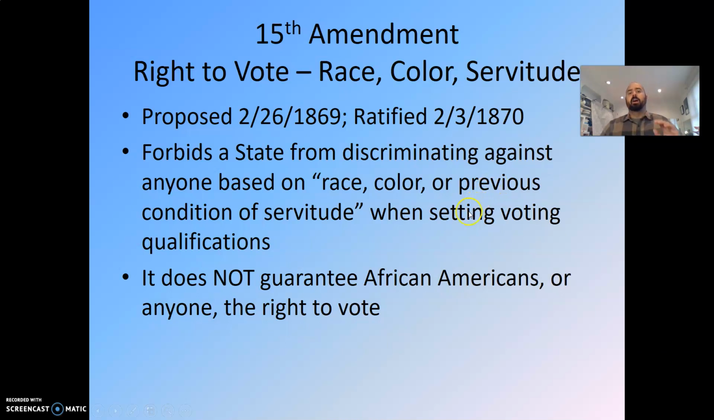However, many state and local governments came up with new ways to discriminate against people at the voting booth that weren't technically race or color, previous condition of servitude. Things like literacy tests, things like poll taxes, things like exemptions if you could prove that you're the descendant of somebody who used to be eligible to vote pre-Civil War, as in not anybody who is a former slave.